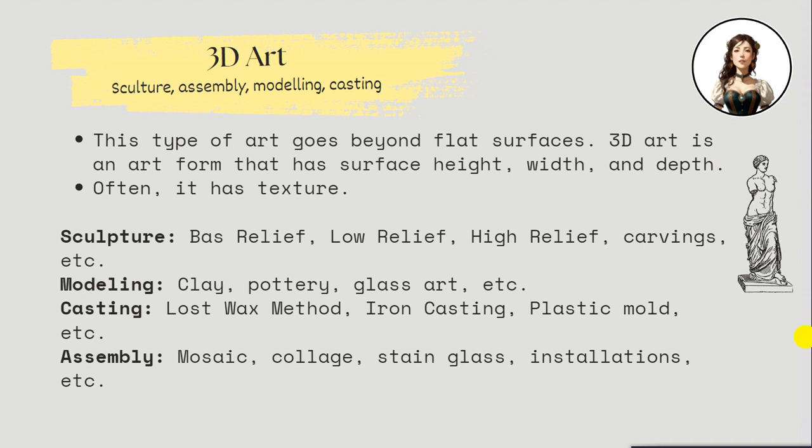There's modeling, which is clay, pottery, glass art, and more. And then there's casting. Casting is usually done through a mold. So there's the lost wax method, iron casting, plastic mold injection, and more. Assemblies are a little different. They're assembly or assemblage, mainly because it is something that you technically assemble. So these are mosaics, collages, stained glass windows, installations, and more.